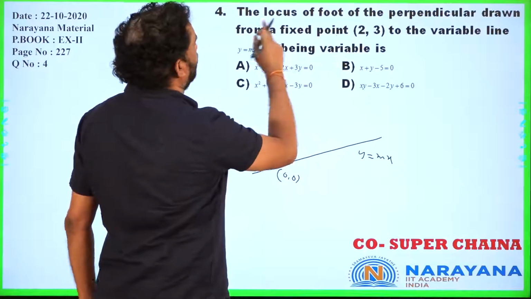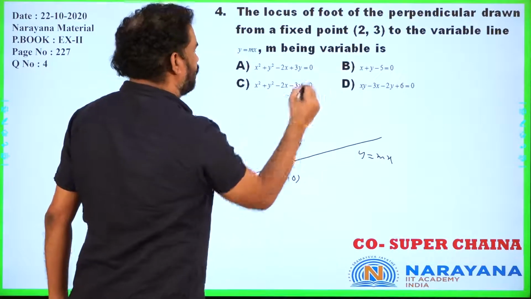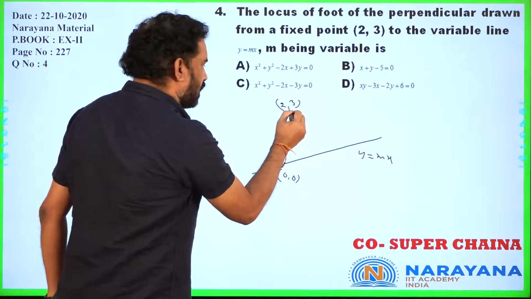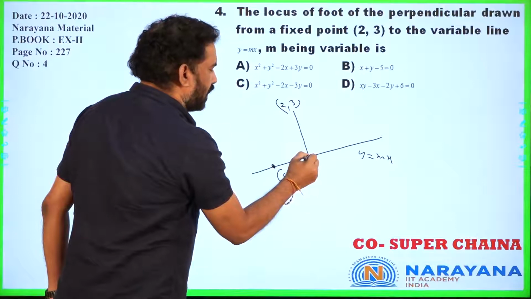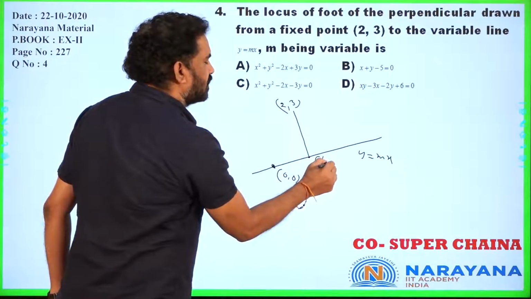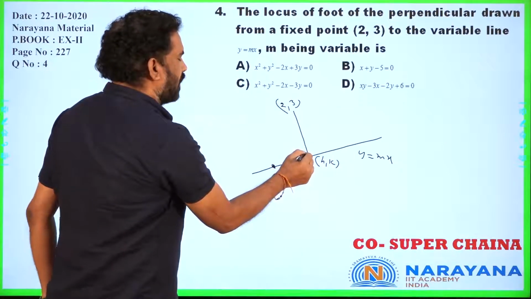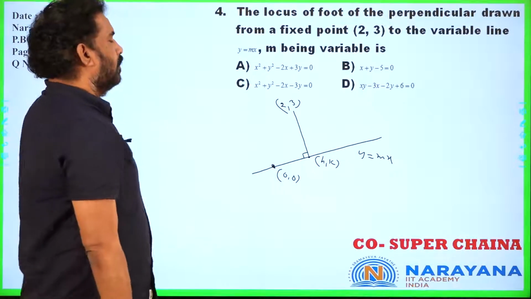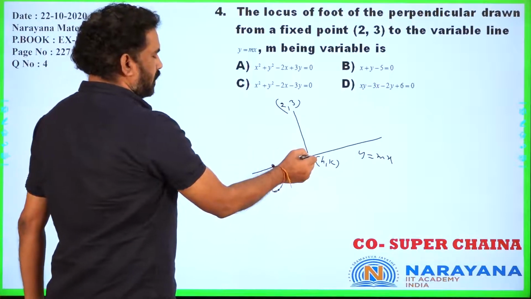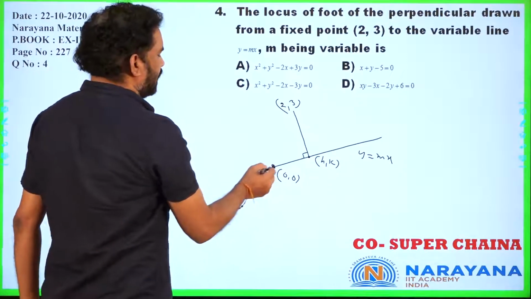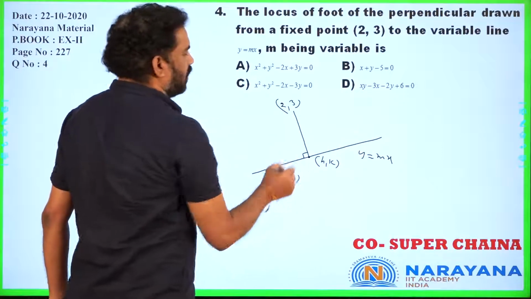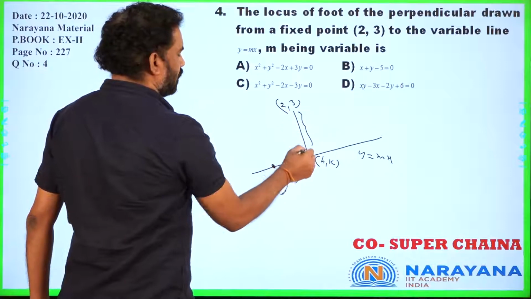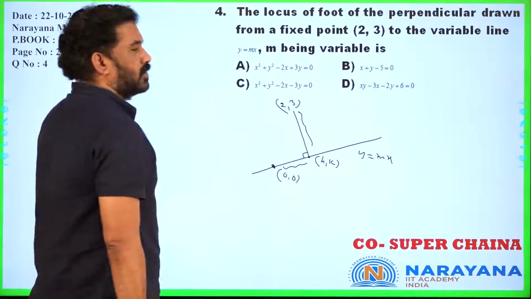The point (2, 3) is a fixed point from which the foot of the perpendicular is drawn. We have to find this locus. Let us take the foot as (h, k). Foot of the perpendicular means this angle would be 90 degrees. So this line and this line are perpendicular to each other, and the product of their slopes equals -1.